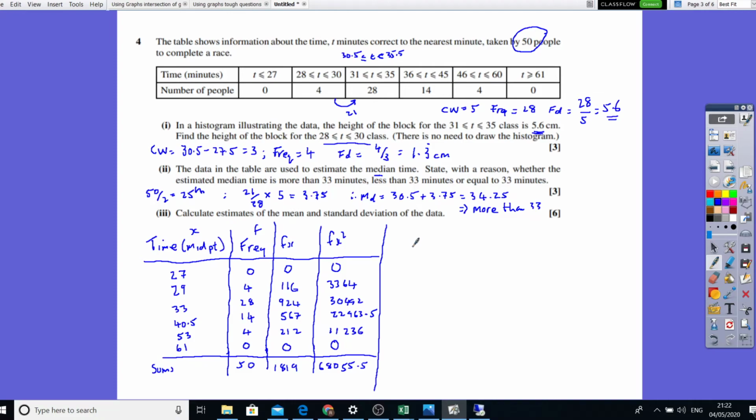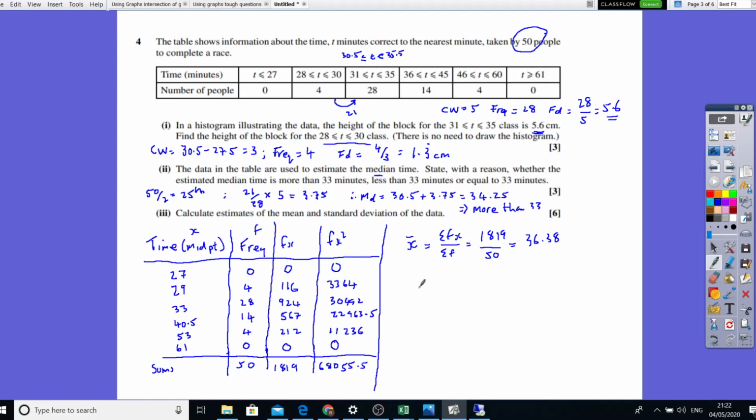Now, if I want to get the x bar, which is the mean, that is the sum of fx divided by the sum of frequency. And in this case, the sum of fx is 1819 divided by the sum of frequency, which is 50. If you divide that by that, you'll get the mean to be 36.38.